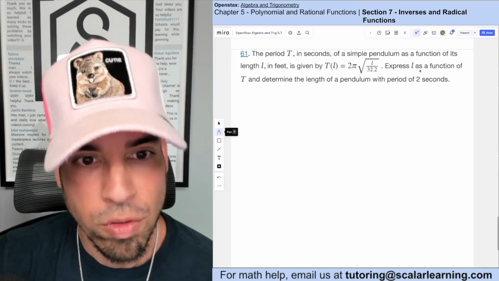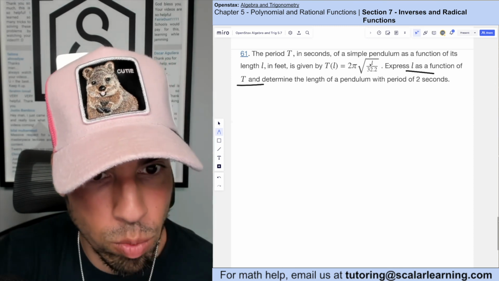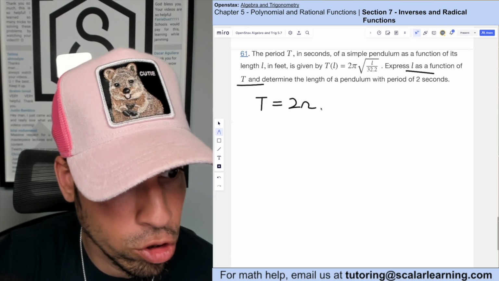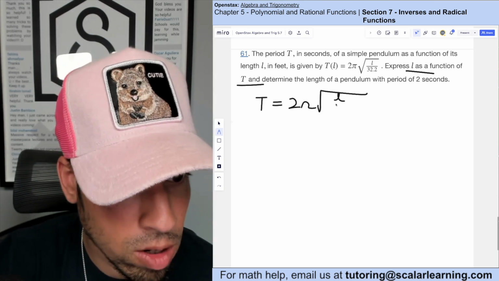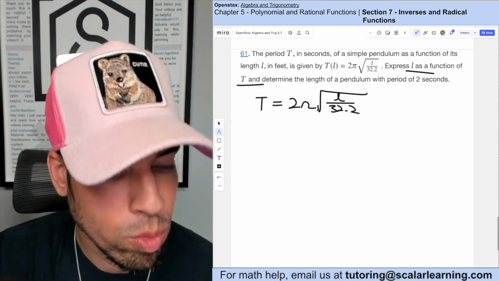Boom, done. So for this one, once again, we're isolating L as a function of t. So we just want to get that L by itself. So I'm going to start by saying this is t equals 2 pi times the square root of L over 32.2. Nice cursive L so it doesn't look like a 1. So we're going to start isolating.